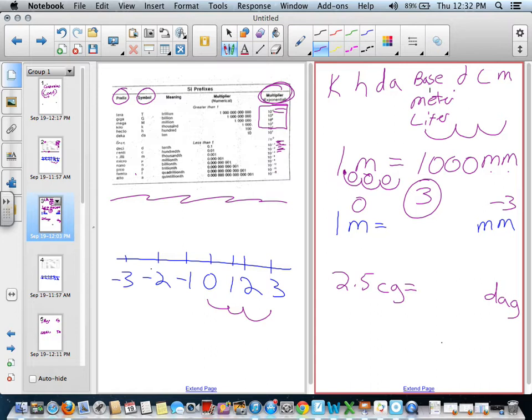So we got to figure out, okay, which number is smaller? Is 0 smaller or the -3 the smaller number? Well, -3 is the smaller number. So we're going to go to that side, in that direction. So now what's going to happen is we're going to move the decimal point 3 spots to the right.